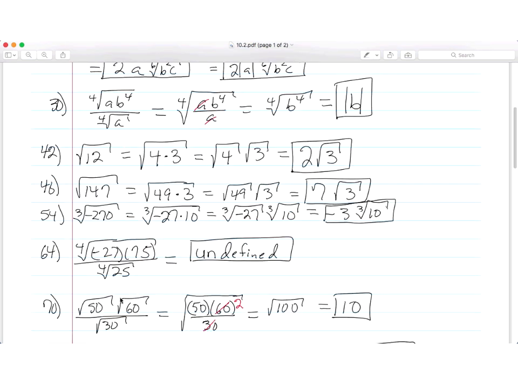Let me do problem number 70. The square root of 50 times the square root of 60 over the square root of 30. So let's just take the square root of 50 times 60 over 30. Well, 60 divided by 30 is 2, times 50 is 100. The square root of 100 is 10.